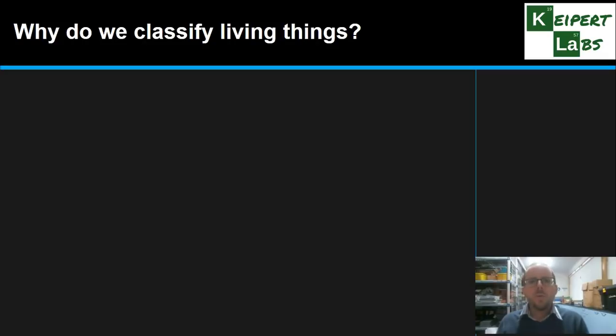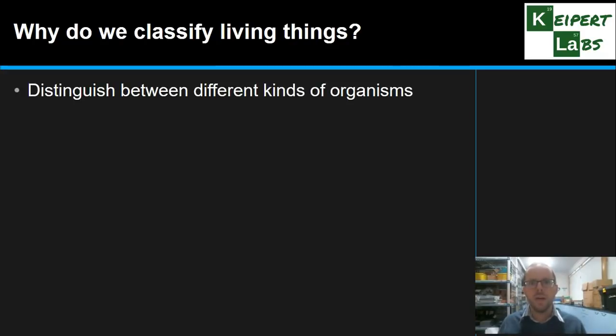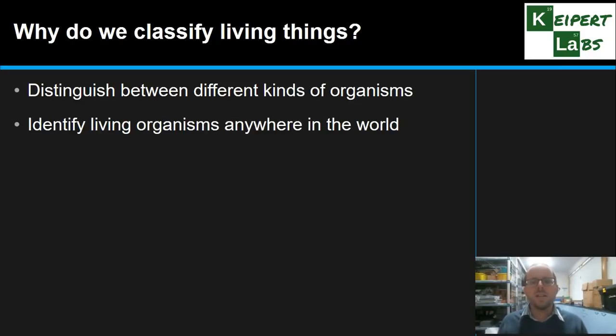Okay, but why do we bother classifying living things at all? What's the point of this whole system? Well, we want to be able to find order and logic and meaning and organisation in the things around us, but it also gives us particular benefits. It allows us to distinguish between different kinds of organisms, like being able to distinguish between a black bear and a brown bear, or a grizzly bear or a panda, and between bears and things like koalas, which aren't bears. Okay? It allows us to identify living organisms anywhere in the world, so being able to fit all the living things on Earth into the same sort of system.